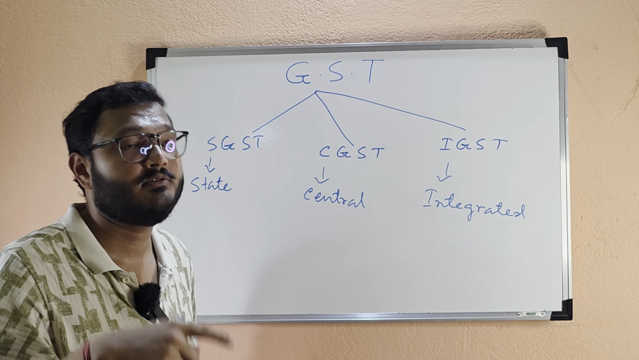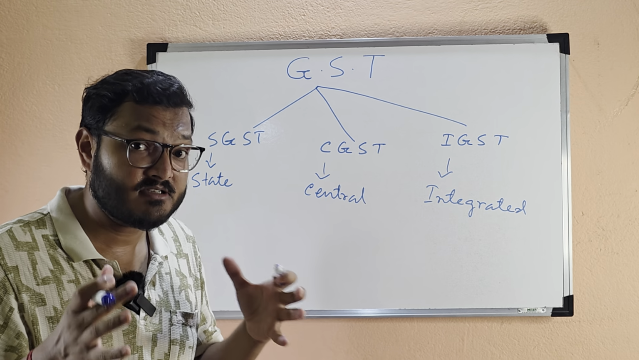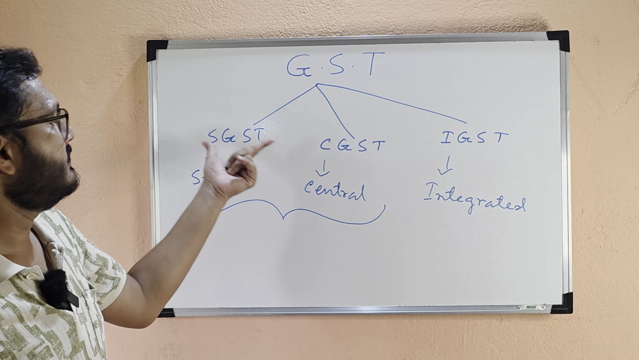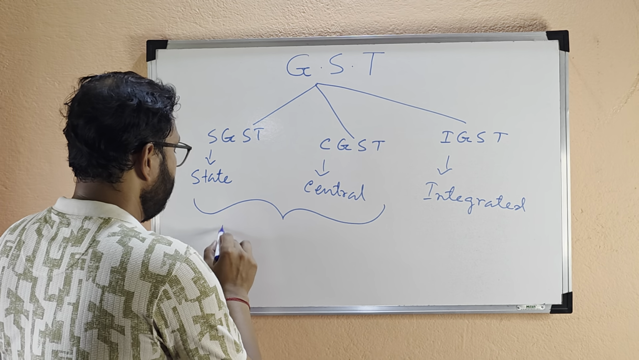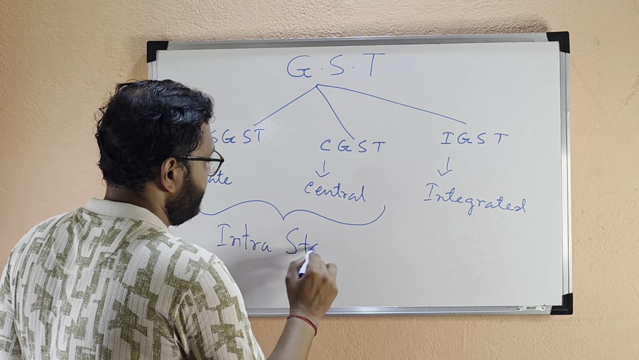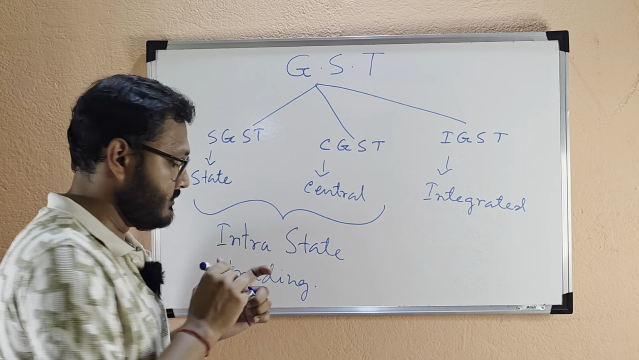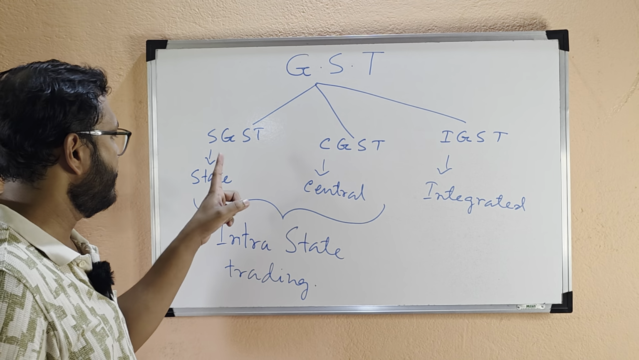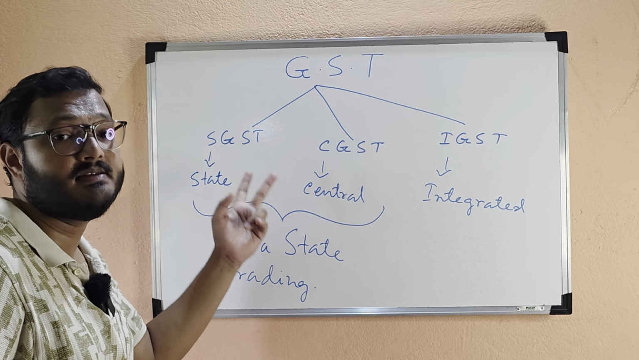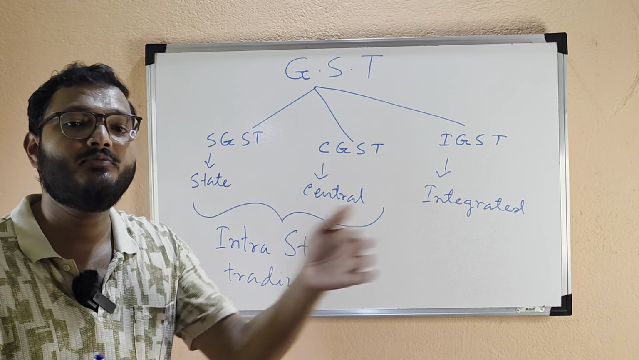For that, we have to know about the trading. When there is intrastate trading, you have to pay these two GSTs. This is for intrastate trading. So the government imposed CGST and SGST both for intrastate trading, and the central government and state government equally get the share.